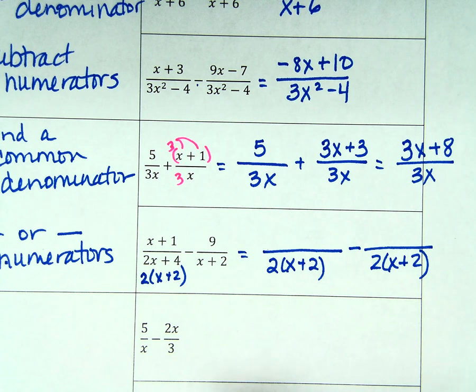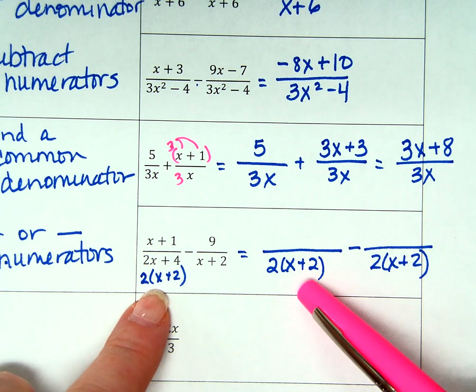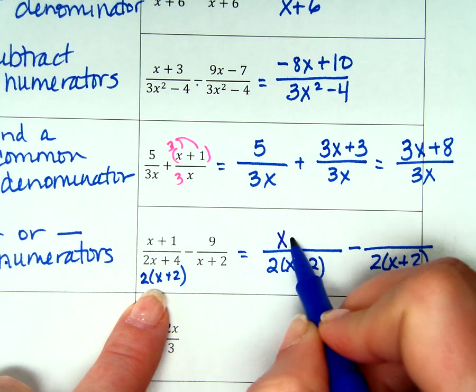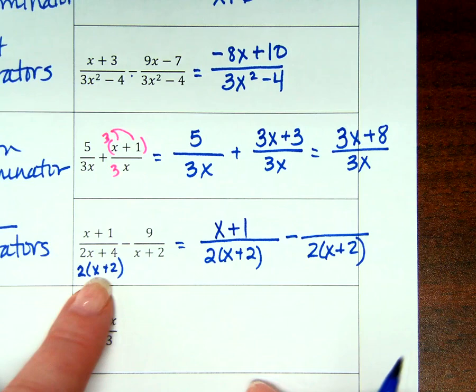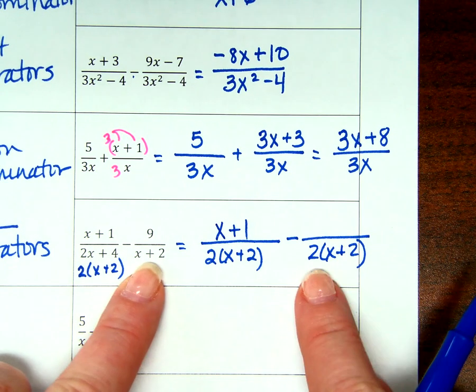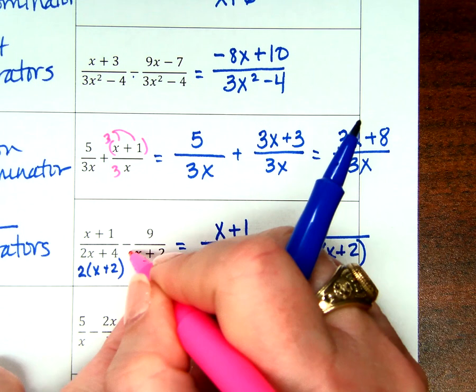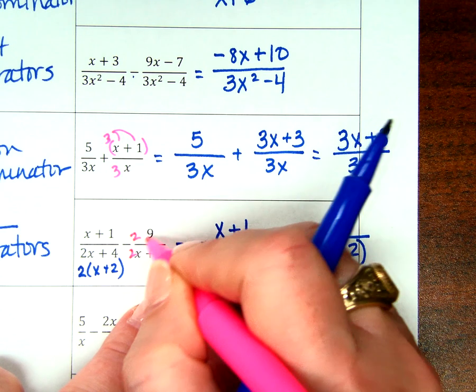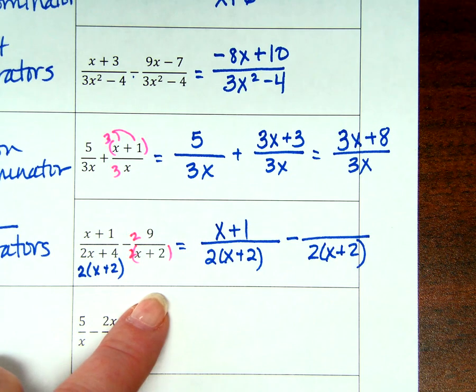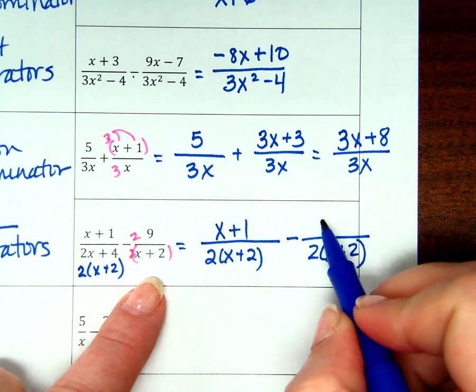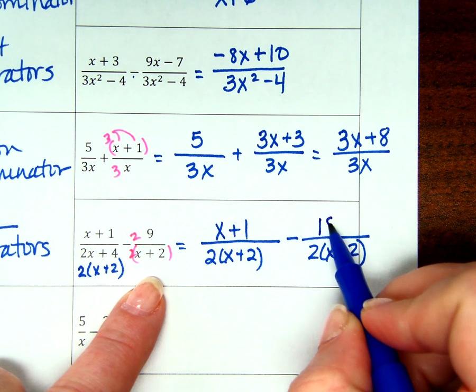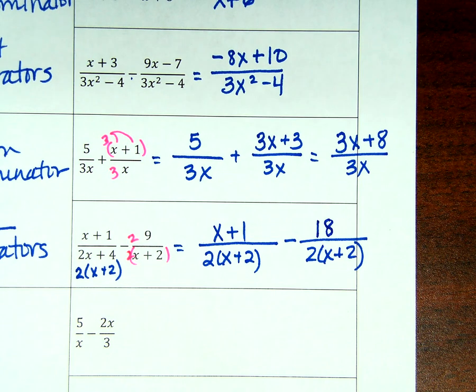Okay? So this one was 2 times x plus 2. Now it's 2 times x plus 2, so the numerator stays the same as well. This one was x plus 2, and now it's 2 times x plus 2. So I've got to multiply both numerator and denominator by a 2, right? So what does this numerator become? 18, right? Because 2 times 9, 18. Yeah?